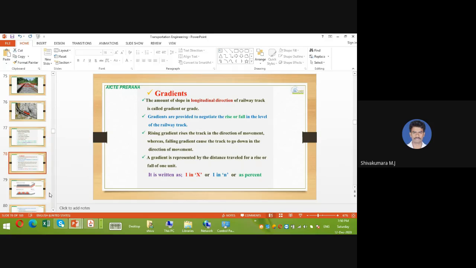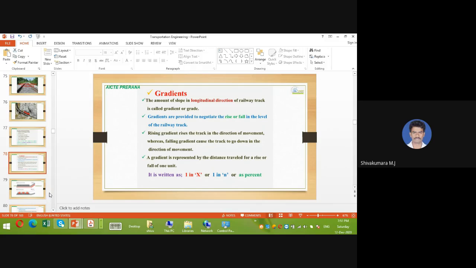And in this, it is important to discuss the gradients. Do you know what we mean by gradients? The amount of slope in the longitudinal direction of a railway track is called a gradient, or it can also be called grade. Gradients are provided to negotiate the rise or fall in the level of a railway track. That is the necessity why we provide gradients.